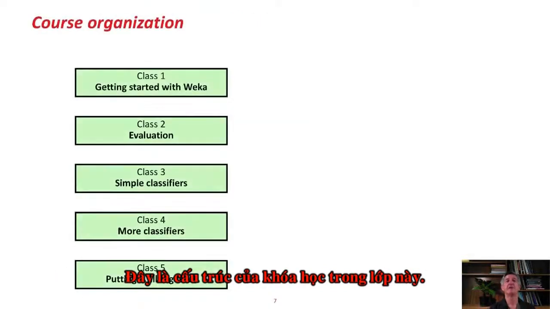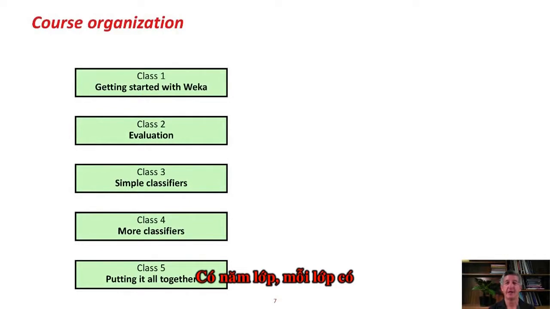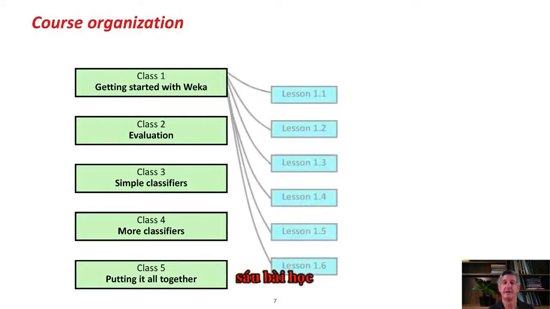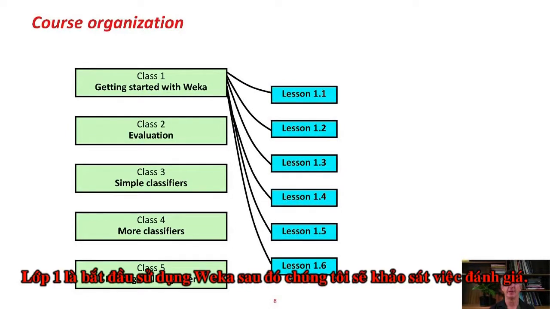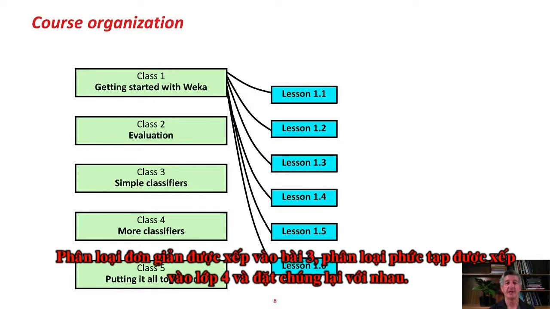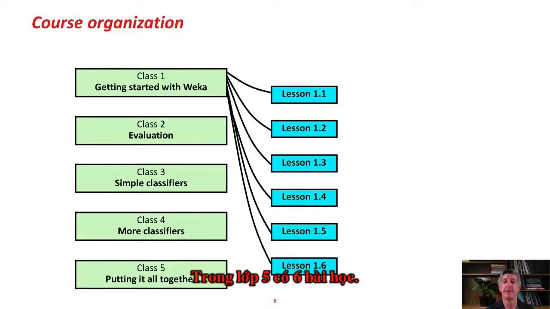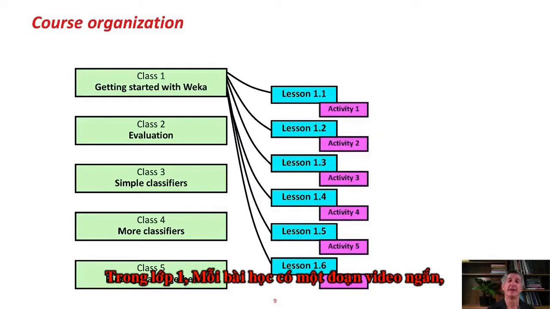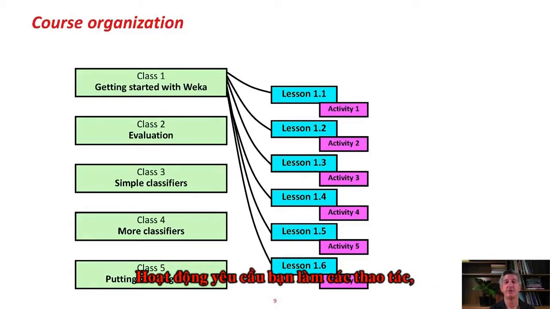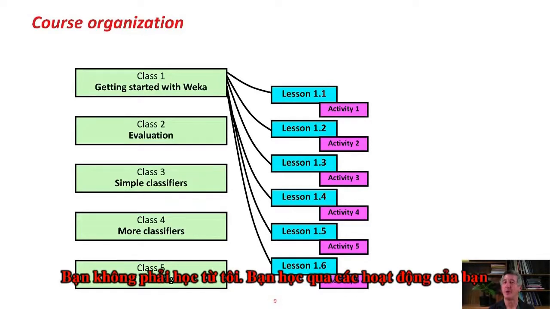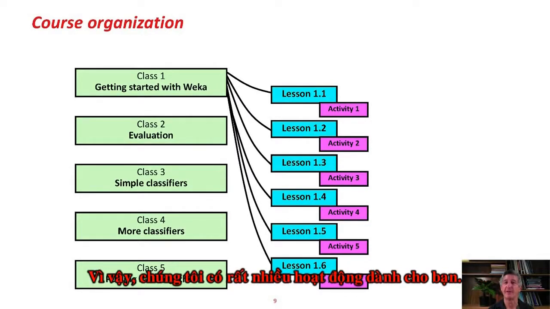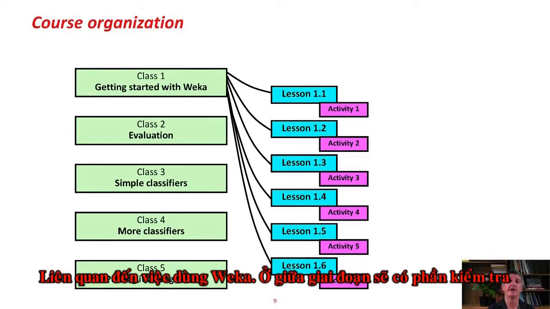Here's the structure of the course. There's 5 classes altogether, and each class consists of about 6 lessons. So class 1, getting started with Weka, then we're going to look at evaluation in class 2, simple classifiers in class 3, more classifiers in class 4, and putting it all together in class 5. And these are the lessons in class 1, 6 lessons. Each lesson comprises a short video, 5 to 10 minutes like this one, followed by an activity that involves you doing something yourself. You know, you don't learn by me talking to you, you learn by actually doing things. So we have lots of activities for you that involve using the Weka workbench.